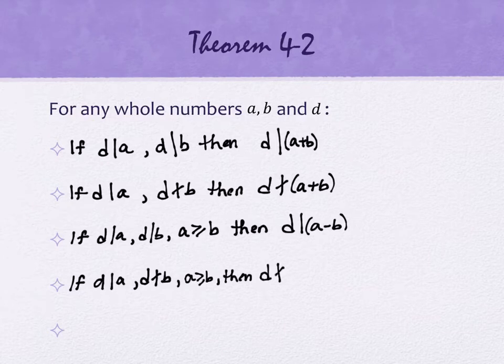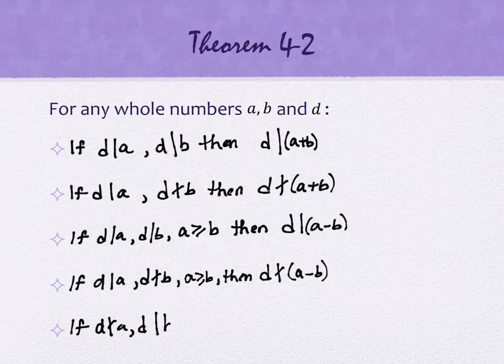Then D does not divide A minus B. And because subtraction is not commutative, you can't switch the order around, we actually need the opposite statement about divisibility. So if D does not divide A, but D does divide B, we didn't have to do that before because addition is commutative, subtraction is not. So A greater than or equal to B, then D does not divide A minus B as well.